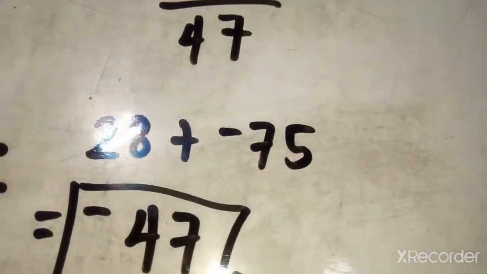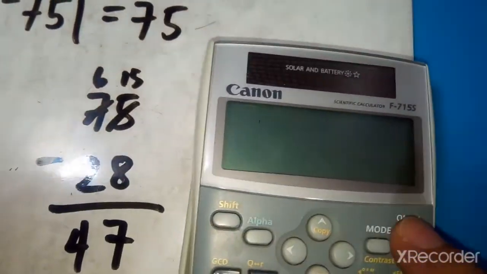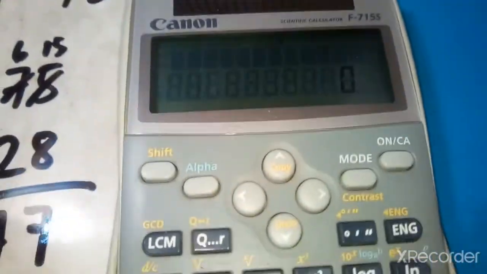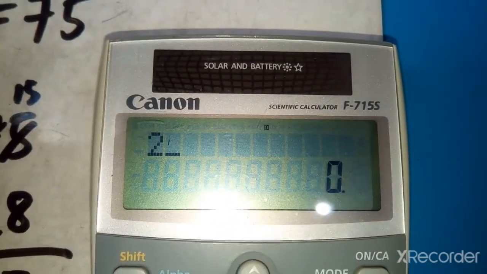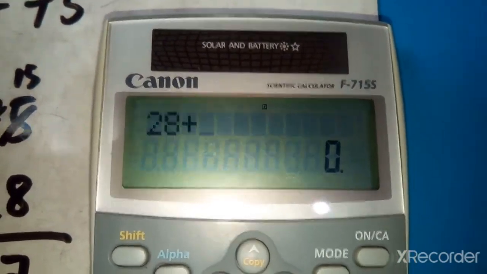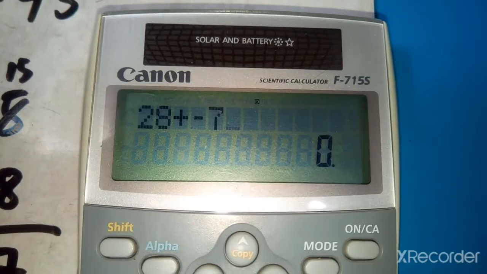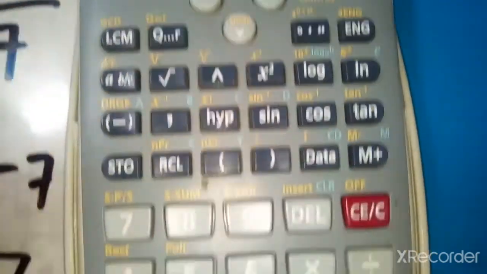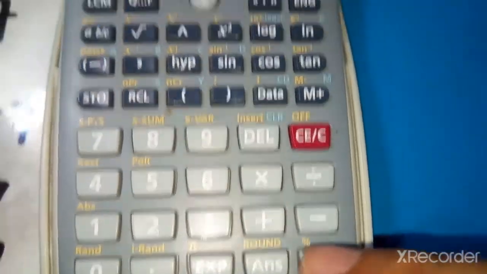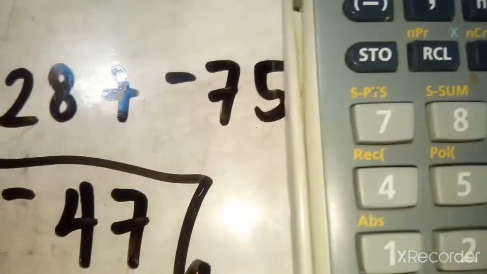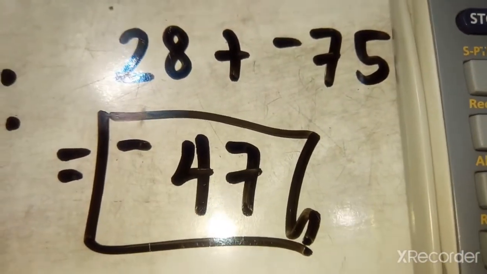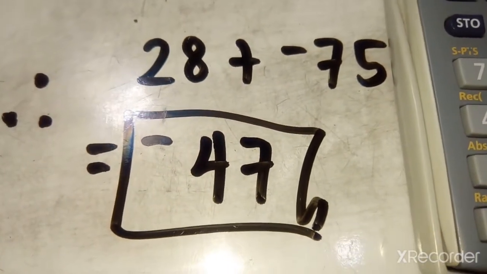Okay, so let's find out using my calculator. So it's 28 plus negative 75 equals negative 47. Okay, the result is also negative 47.